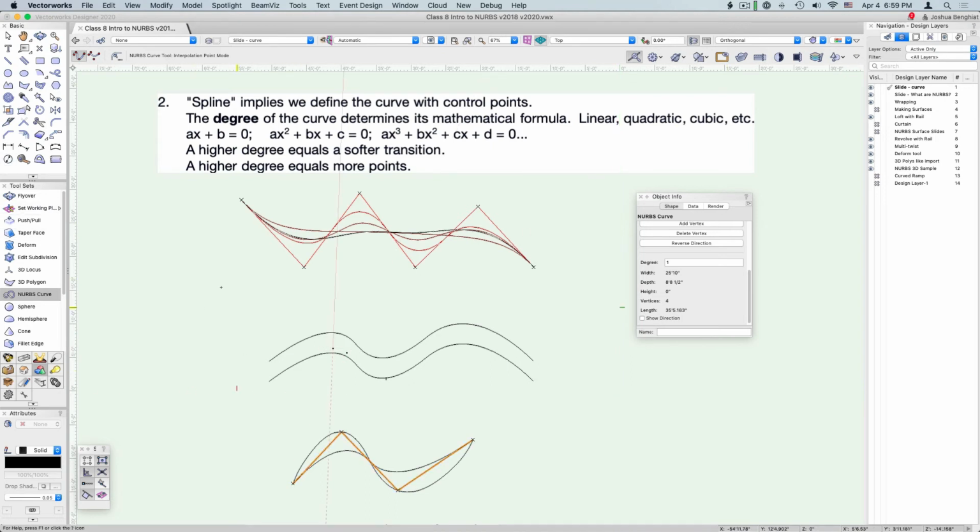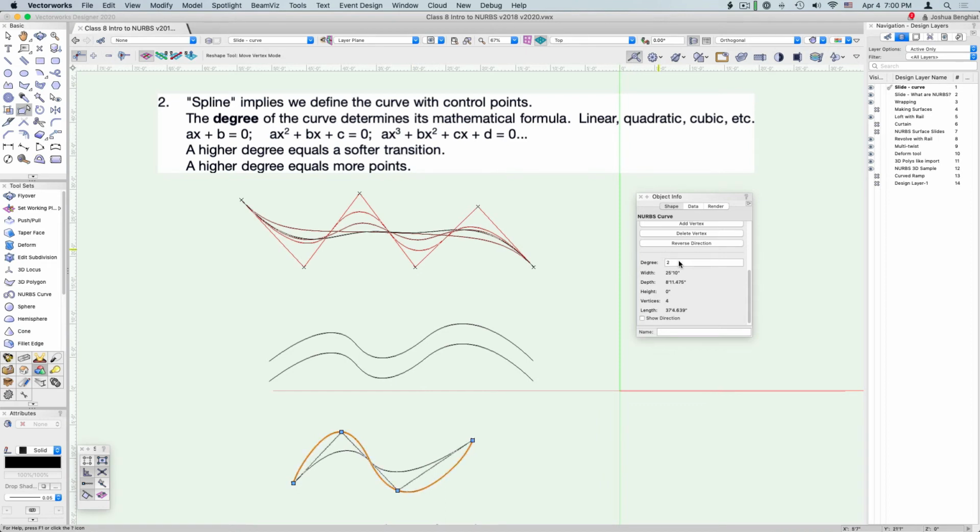If we really want to see what's going on with those control points, we can go to the Reshape tool, and we can either find that over in our tool palettes, or with the Selection tool, of course, we can double-click on a NURBS curve and get to the Reshape tool. And we see here that these two curves have the exact same control points, but the interpolated mode passes through the control points. We can also go over here in Object Info and change the degree.